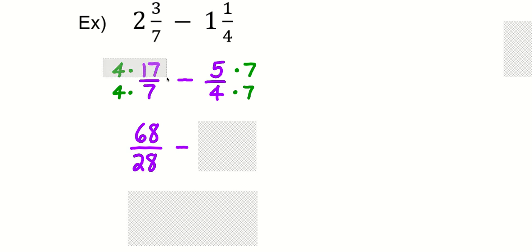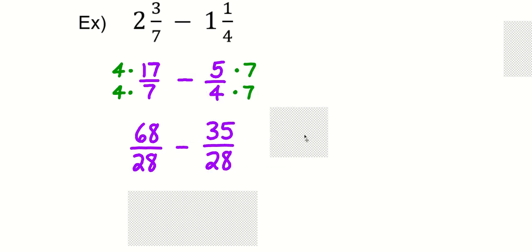68. I was going to say even I need to go to a calculator to do this, but actually I could have done this in my head. 4 times 17 is 68, man. And 4 times 7 is 28. And of course, this denominator is also going to be 28. And 5 times 7 is 35. So now that we got, here we go. Let's put me to the challenge here. Not grabbing a calculator.